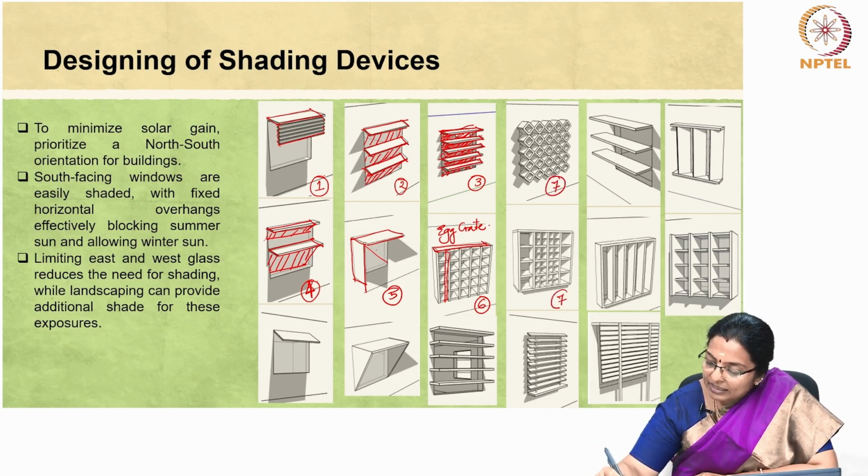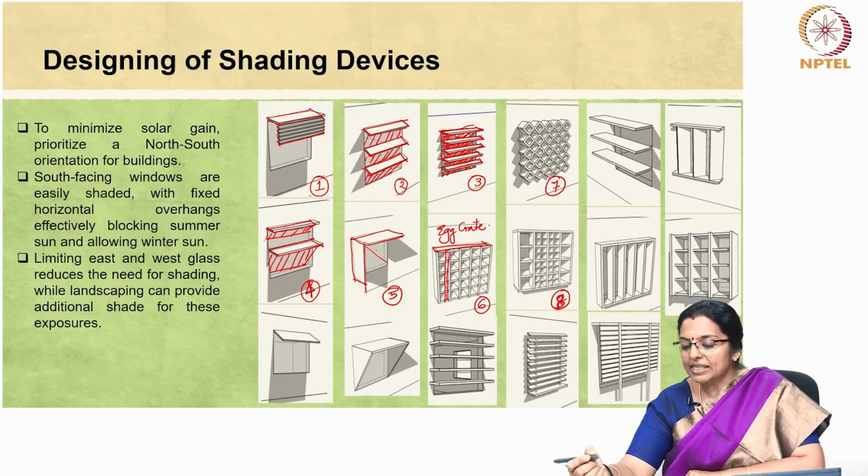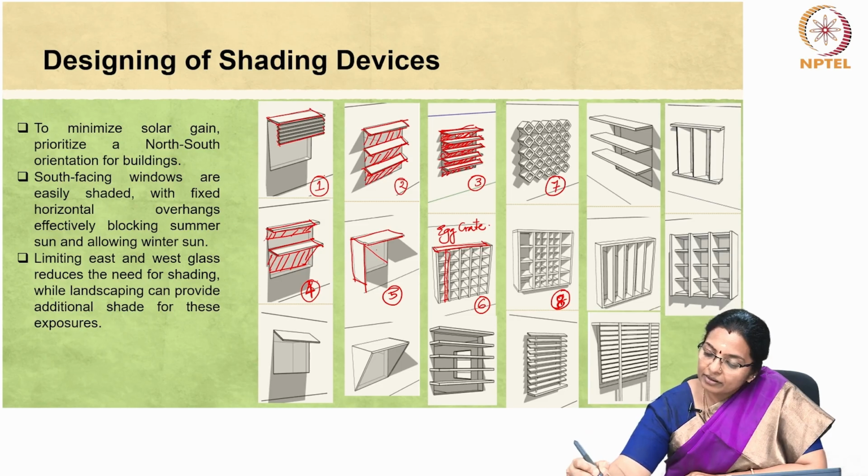Again, number 8 shows that there can be varying sizes of the egg crates. Besides this, you can have vertical fins and combination of horizontal and vertical fins, which is demonstrated in figure 9 and figure 10, which is having two horizontal shading devices and multiple vertical shading devices.